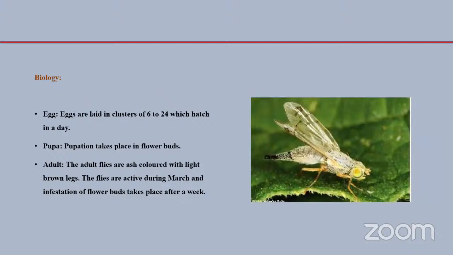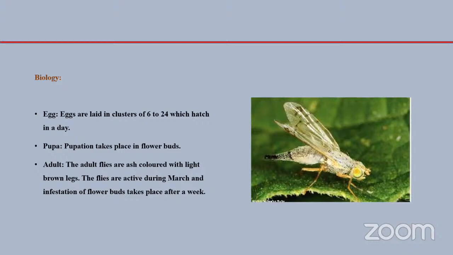So next, the biology. It is a tephritid, so it is a fly. The adult fly will lay the eggs in clusters of about 6 to 24, and they will hatch within a single day. After hatching, the larvae will emerge, and the larvae will pupate. The pupation takes place in the flower buds. And the adult flies, as you can see here, will be ash in color, and they will have light brown legs.